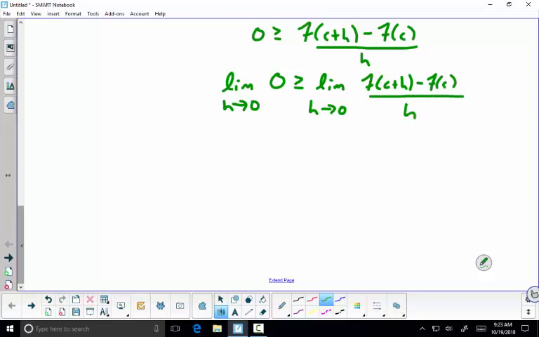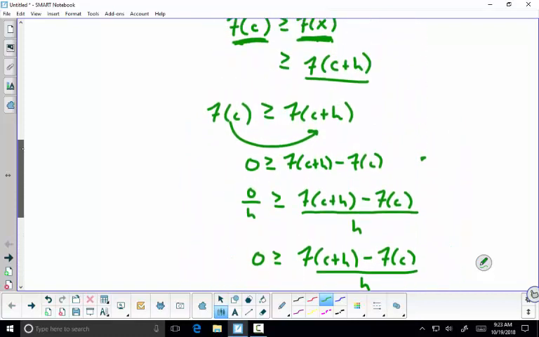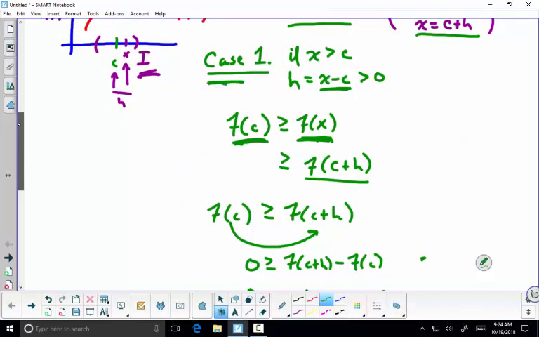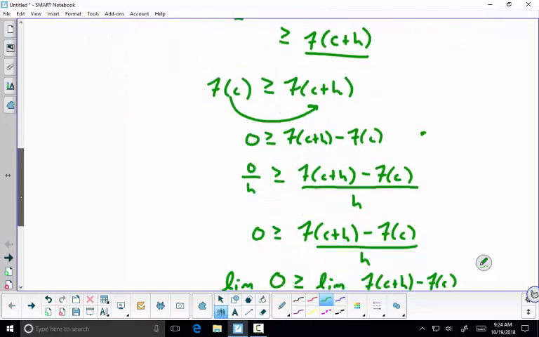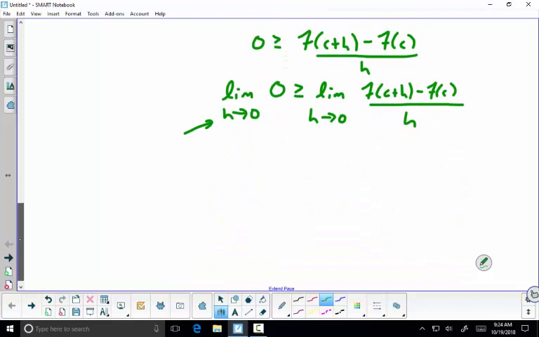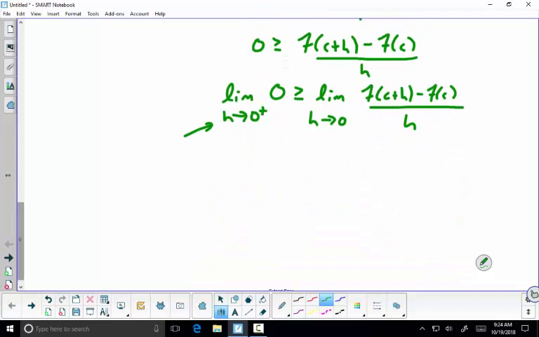Remember, when we take a limit, we're saying we can approach 0 from either direction, either the positive direction or the negative direction. But here we made an assumption. Remember, we're still in this case 1. And in case 1, we said that x was to the right of c, meaning that h had to be positive. So this limit does not necessarily apply here. I'm going to look at just the limit as we approach 0 from the positive direction.